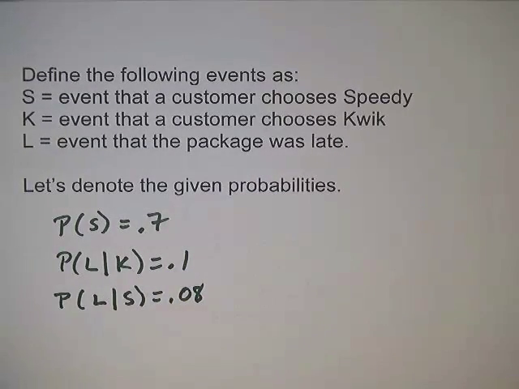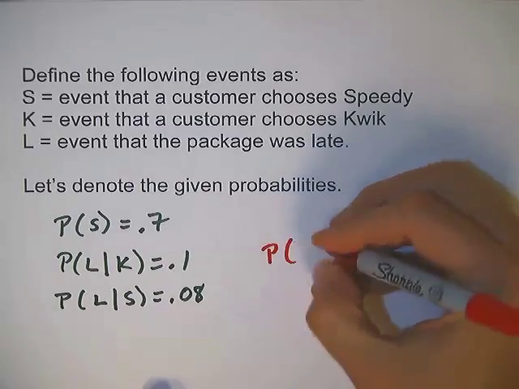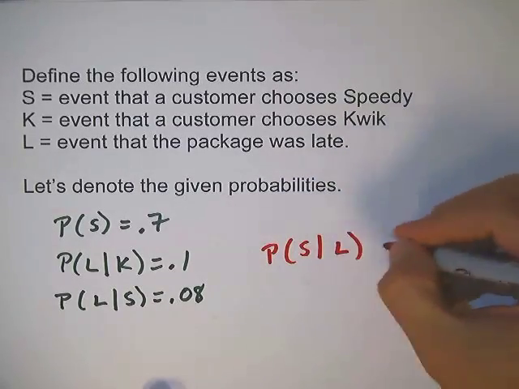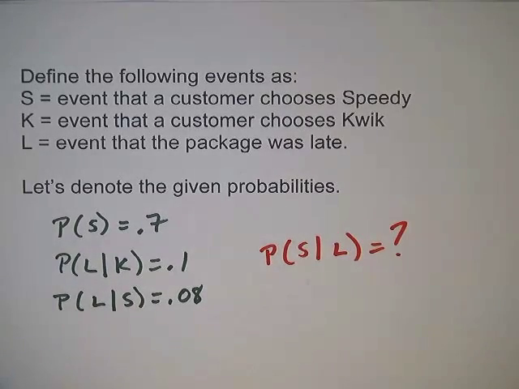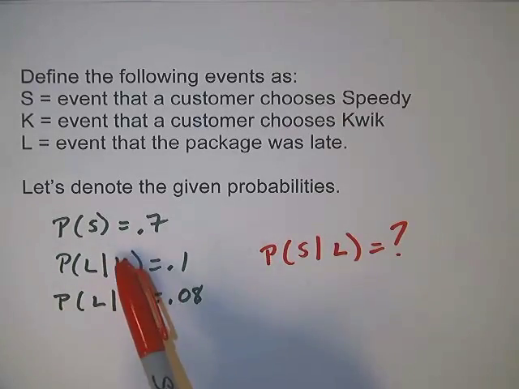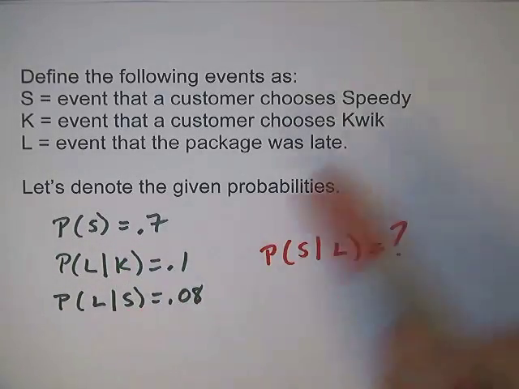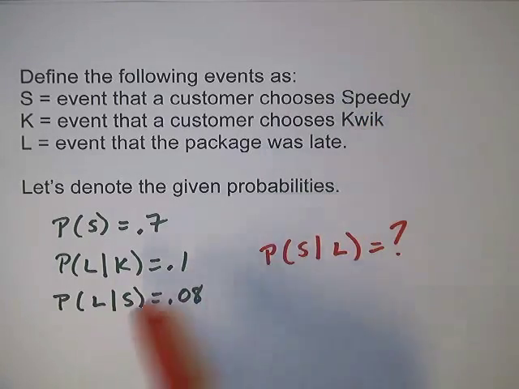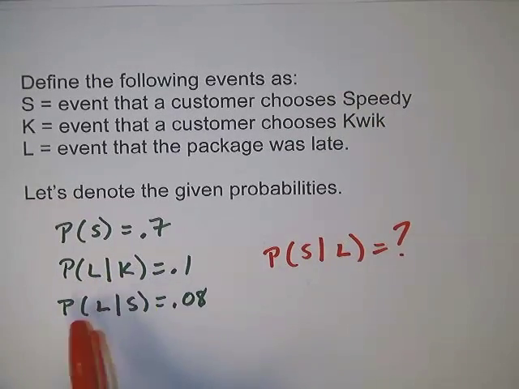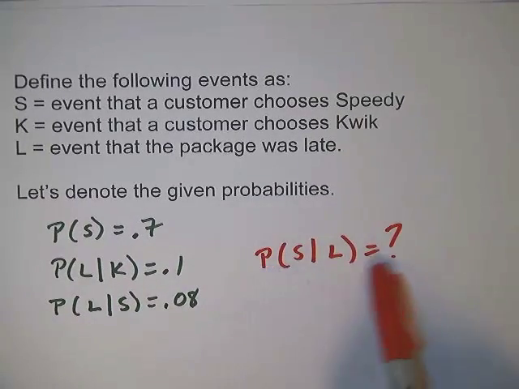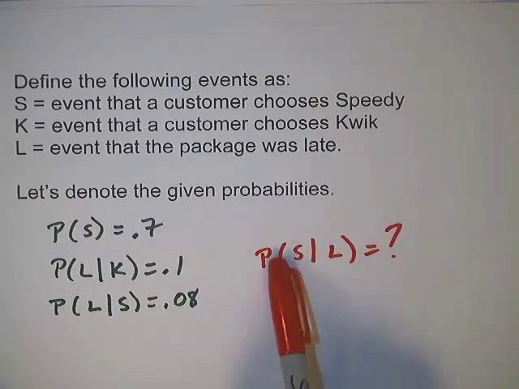Okay, now let's also notate the probability that we're trying to find. Remember that the question we're trying to answer is: what is the probability that a late package was delivered by Speedy? So that's the probability of Speedy given late. Okay, so we're given conditional probabilities, but the given conditions are the delivery service. We know late given Quick and late given Speedy, but what we're trying to figure out is the conditional probability turned around.